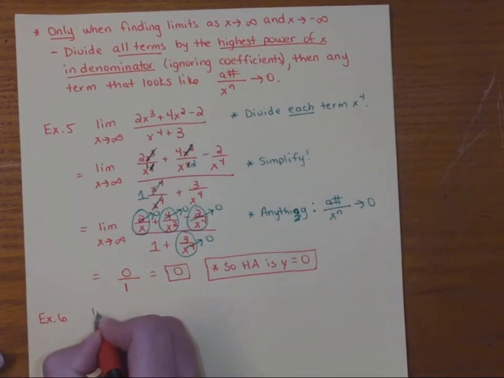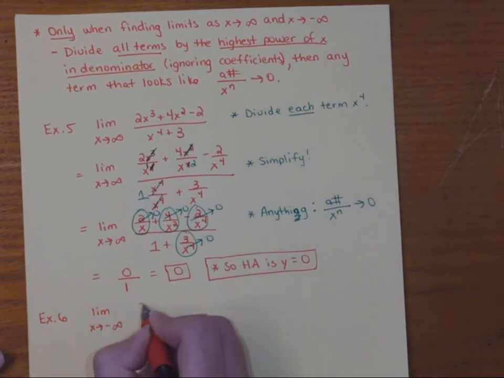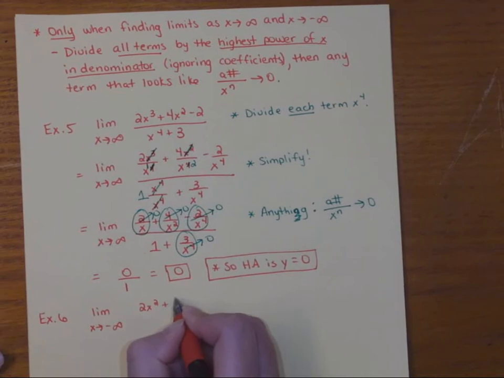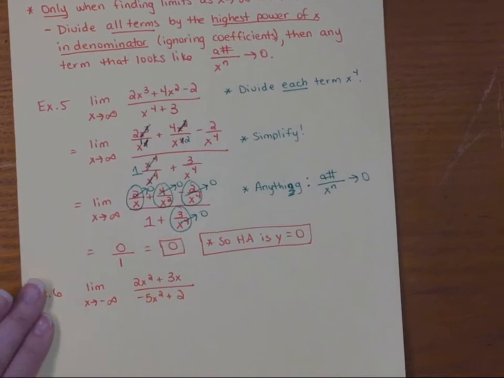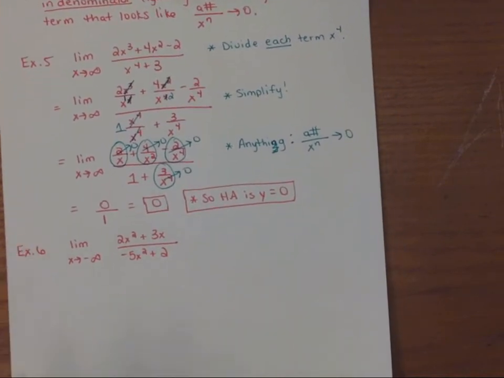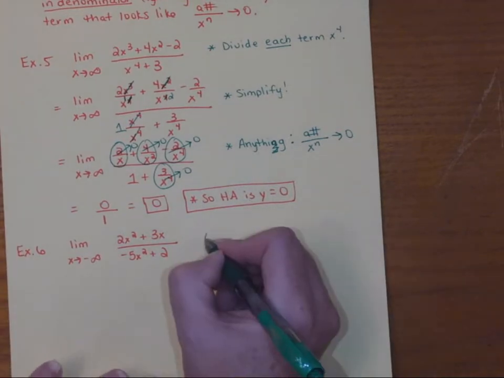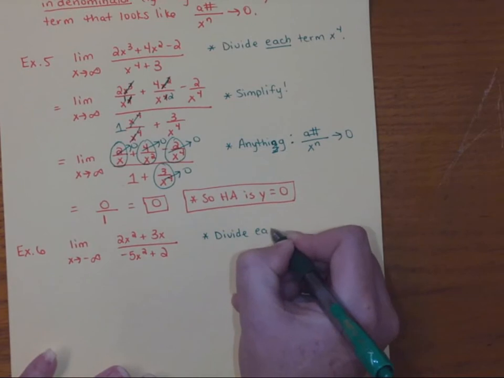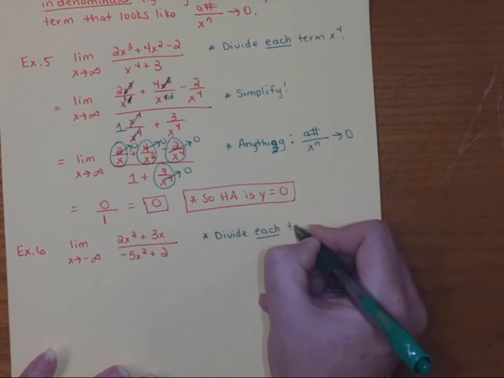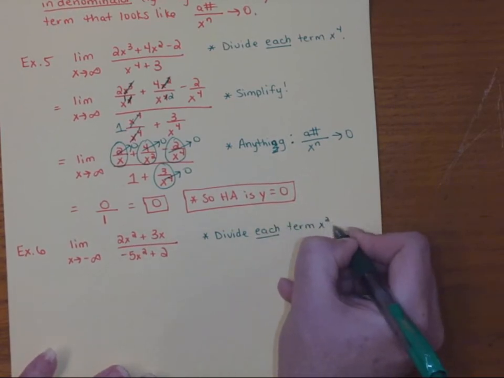All right, let's try one with the limit as x approaches negative infinity, just to make sure we're clear, the method is exactly the same. So when you have the limit as x approaches infinity or negative infinity, your method is the same. You're going to divide each term by the biggest power on the bottom. So look at the bottom. What's the largest power of x we have? We have x squared. That's the biggest thing we have on the bottom.